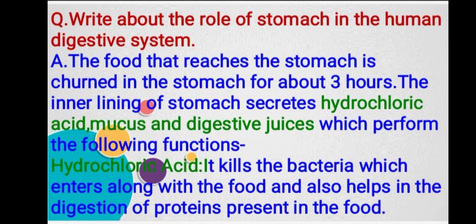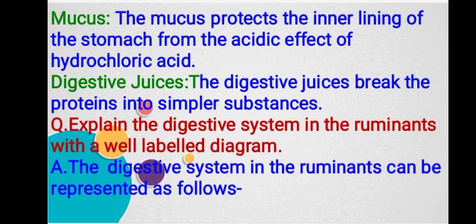Hydrochloric acid kills the bacteria which enters along with the food and also helps in the digestion of proteins present in the food by making the medium acidic. Mucus. The mucus protects the inner lining of the stomach from the acidic effect of hydrochloric acid. Digestive juices break the proteins into simpler substances.